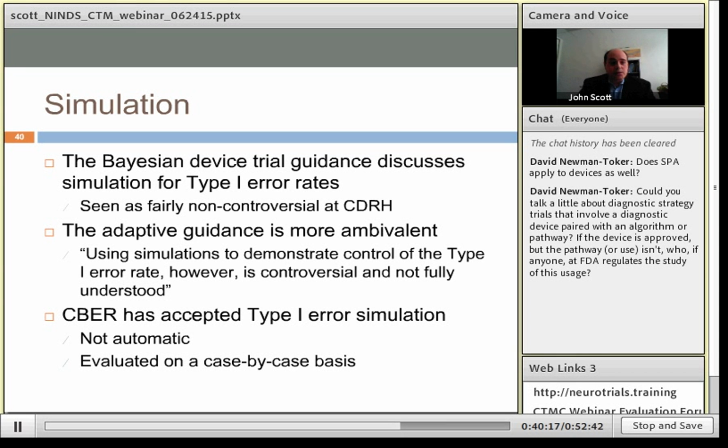It has this quote: "using simulations to demonstrate control of the type 1 error rate is controversial and not fully understood." And I will agree that it's controversial. This is something that we have internal discussions about a lot. And there are people who feel fairly strongly on both sides of the issue about whether simulations for type 1 error are a good idea or not. What I will say is that at the Center for Biologics, we have examples where we've accepted simulations for type 1 error, and each one is evaluated on a case-by-case basis.